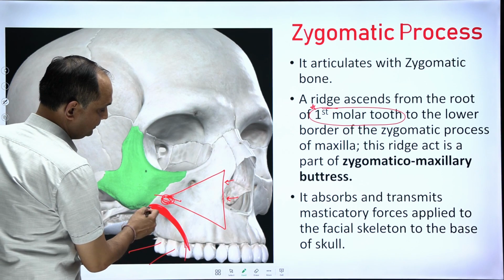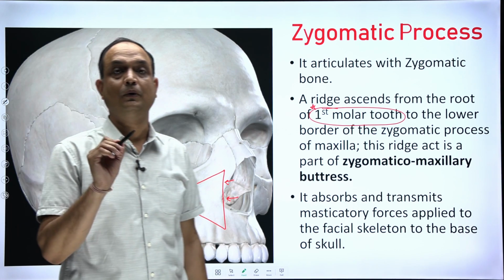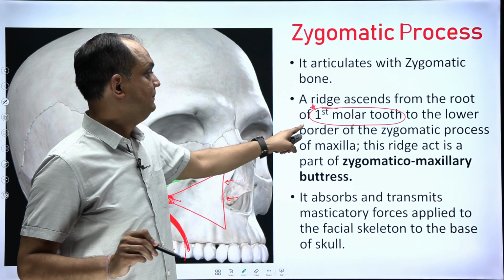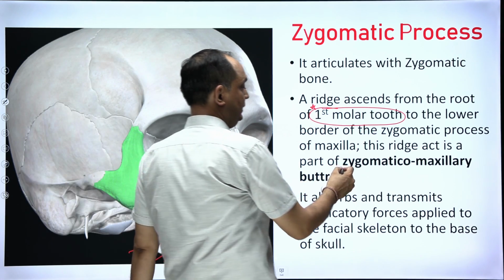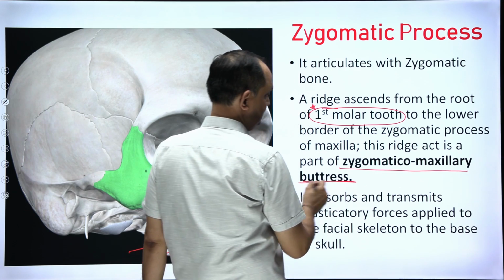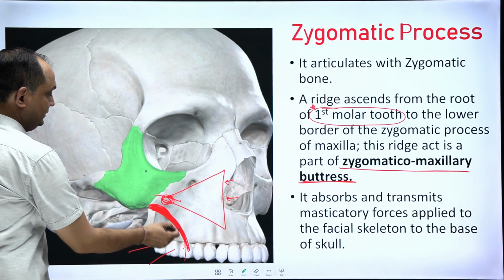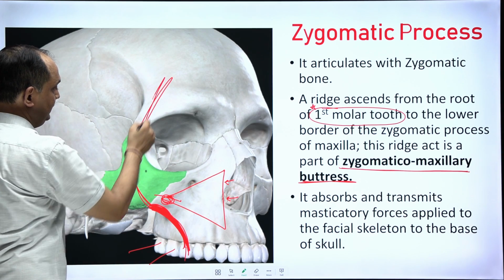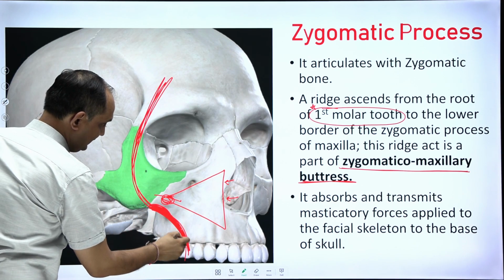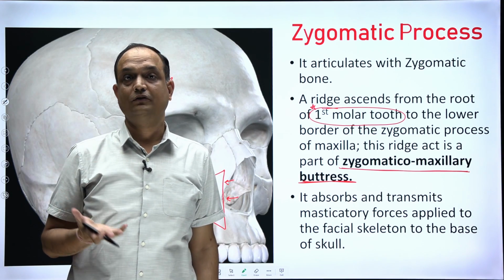Now along the first molar tooth, a ridge starts which forms the inferior border of this zygomatic process. Now this line of the lower border, or you can say the ridge, basically corresponds to a part of the zygomatico-maxillary buttress. Now the zygomatico-maxillary buttress has a direction like this. Now this is the direction of the zygomatico-maxillary buttress.